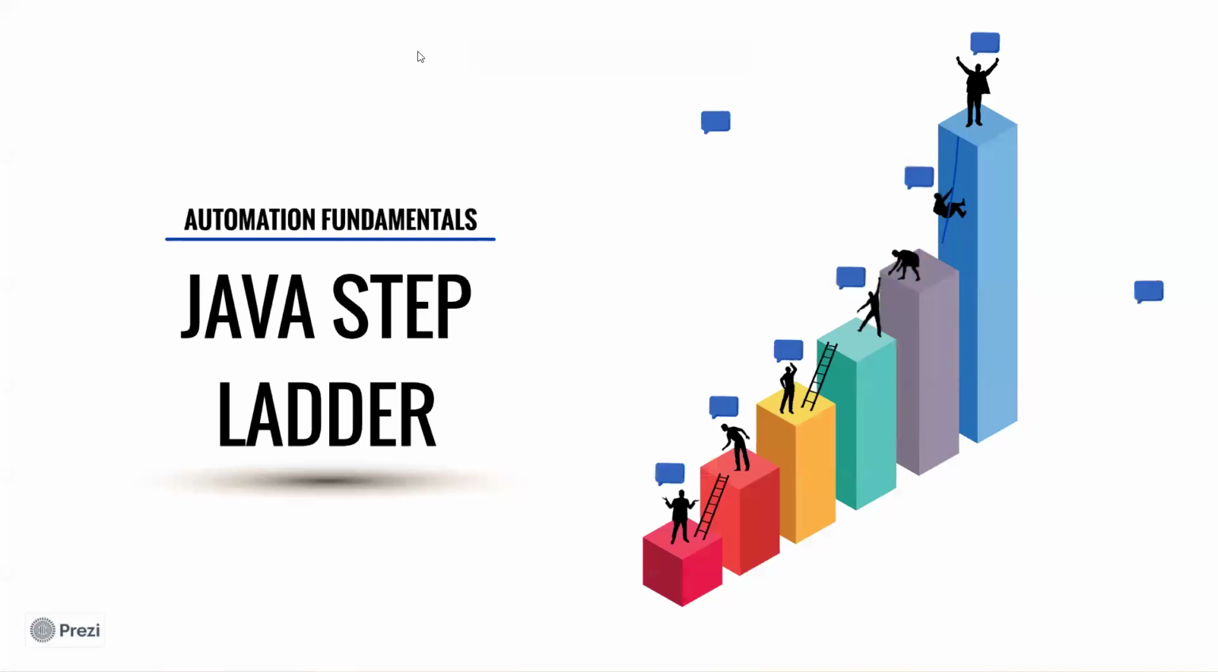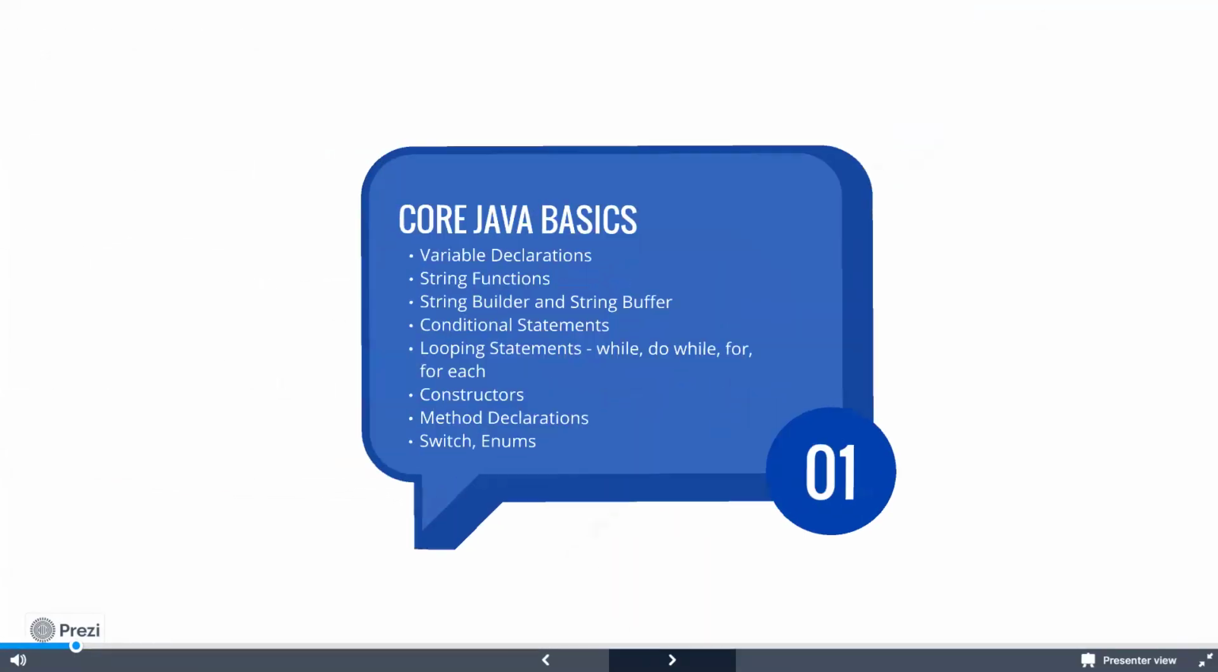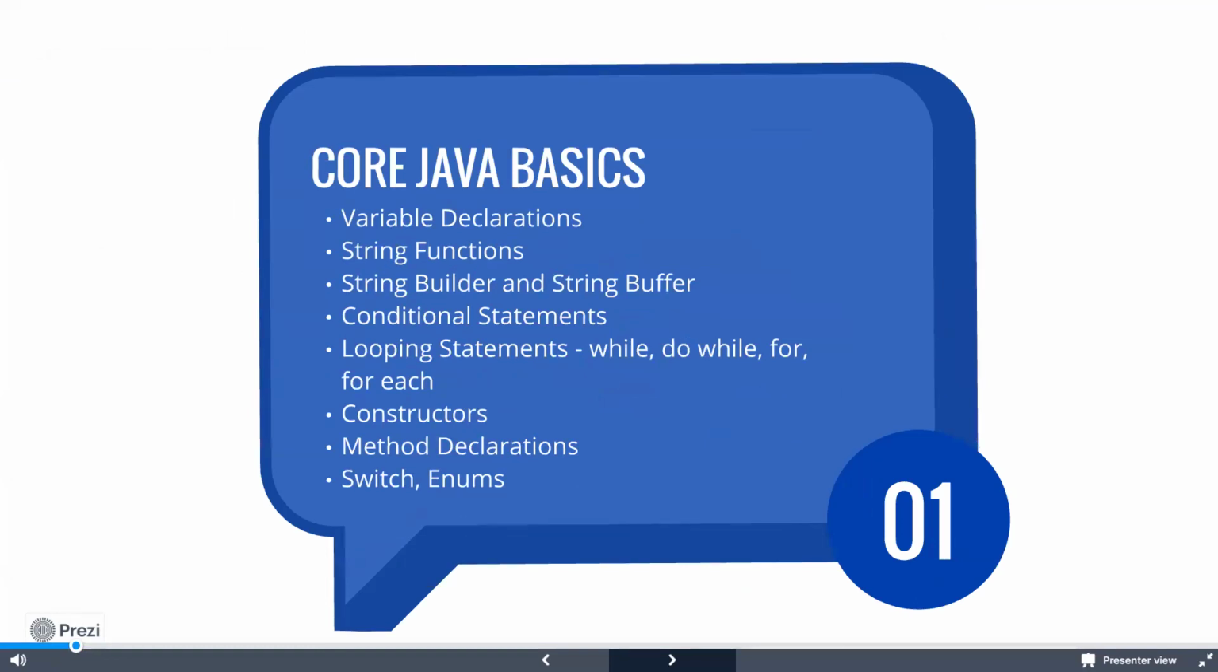Okay, so the first step of our course is the core Java fundamentals. What are the different core Java topics that we are covering here? So we'll be starting with variable declarations, the different string functions, string builder, string buffer, the conditional statements, the looping statements, the while, do while, for each, the constructors, the method declarations, the switch case, the enums. We'll be discussing all these things in detail. We are not just explaining for the sake of saying. We will explain each and every topic in detail about what is variable, what is string, what is switch, what is method declaration, where to use it, what could be the right use case, and all those things.